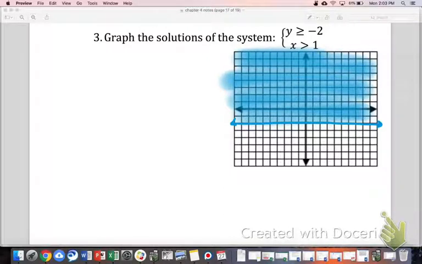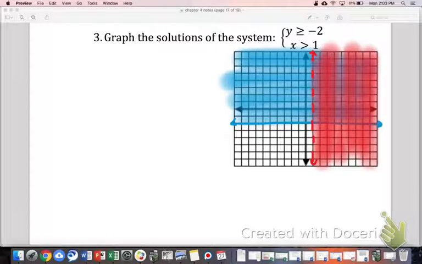Then the other line is x is greater than 1, so that's vertical. And that's over here. It's going to be a dotted line because I don't have the or equal to. So it's a dotted vertical line over there. And then the 0, 0 test is 0 bigger than 1? It's not. And so when we shade, we're going to shade on the non-origin side. So I'm going to shade over here.